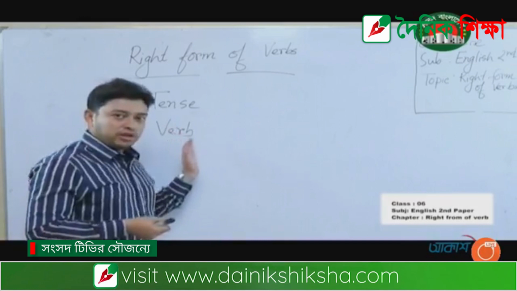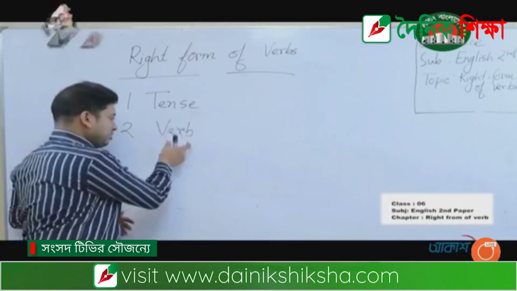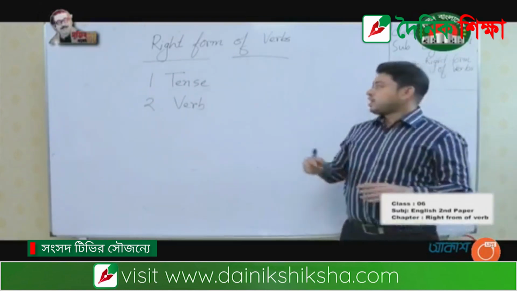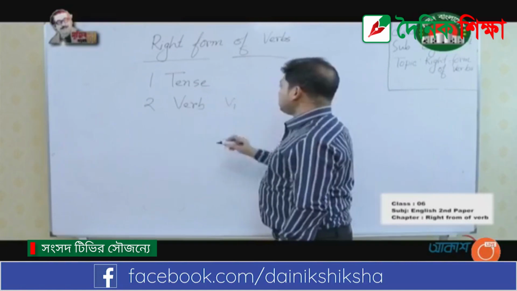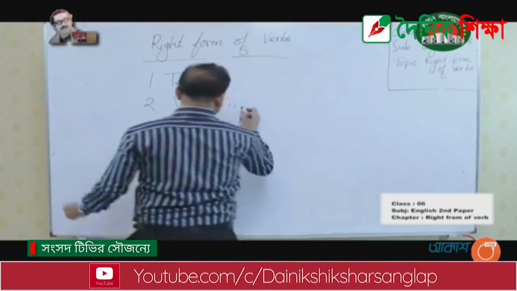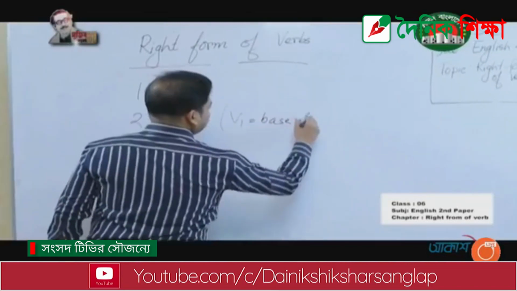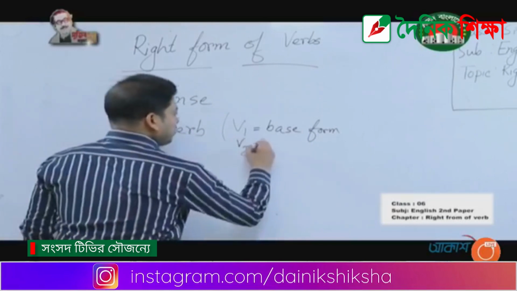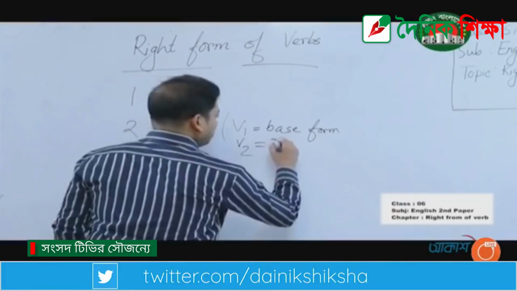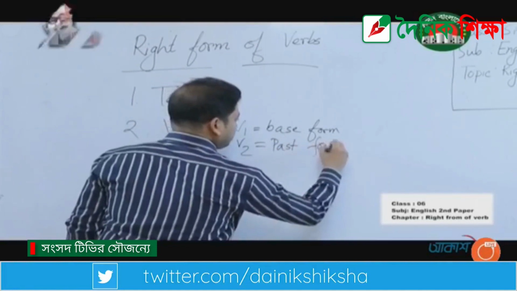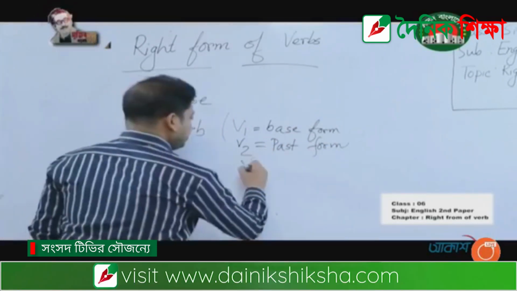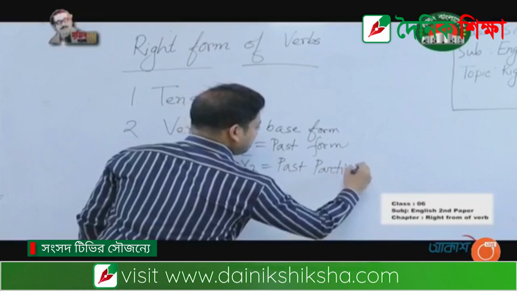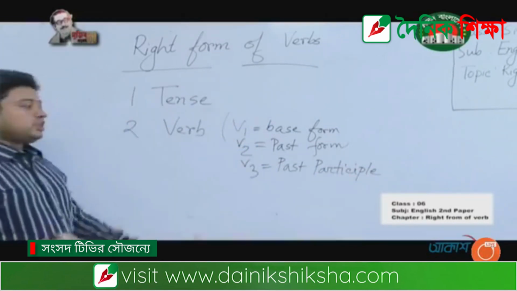So when we are talking about verb, the main focus I would like to give is on verb. Some keywords should be remembered. Because when I tell you about V1, that means I am telling you about the base form of the verb. It can be a present form as well. When I am talking to you about V2, that means I am talking about the past form of the verb. When I am telling about V3, then I am talking about the past participle form of the verb. So these three things are very important.